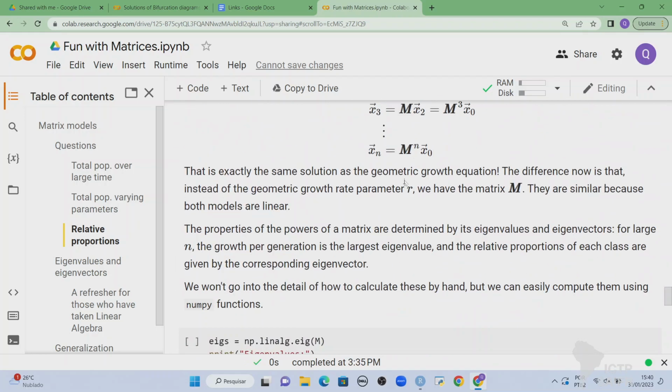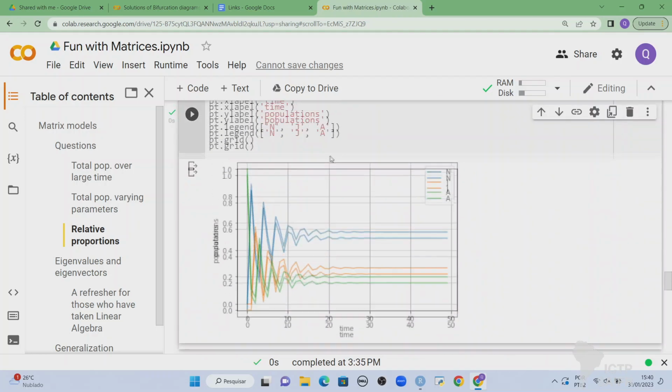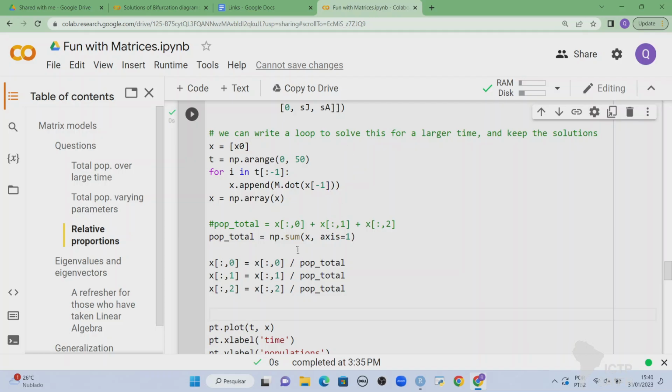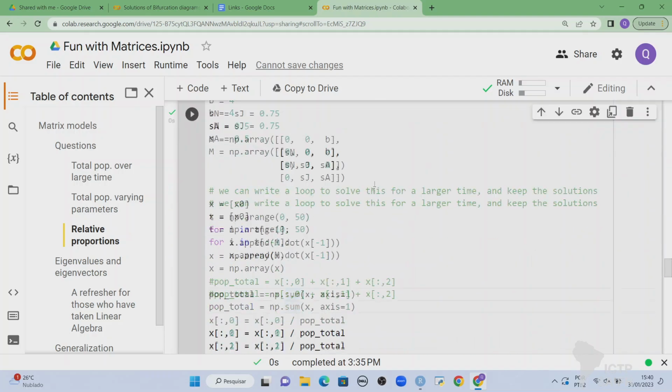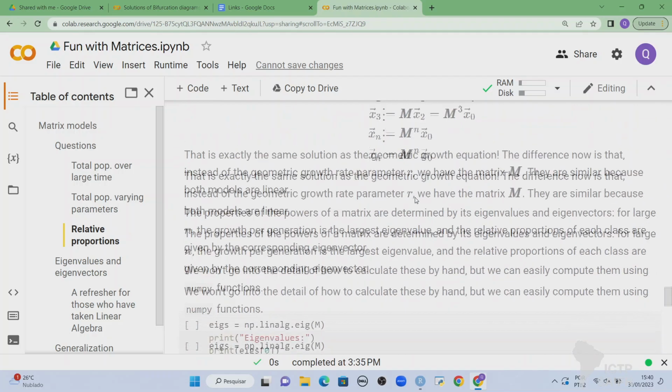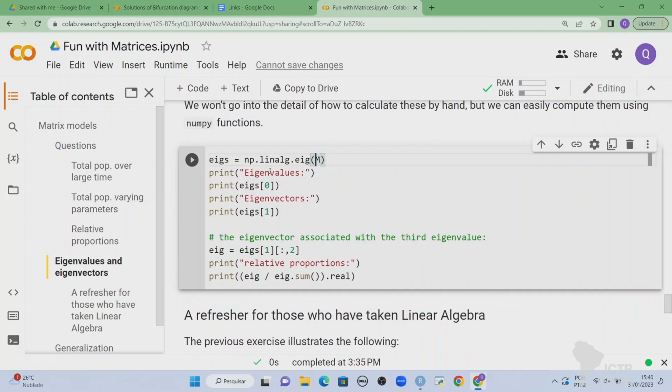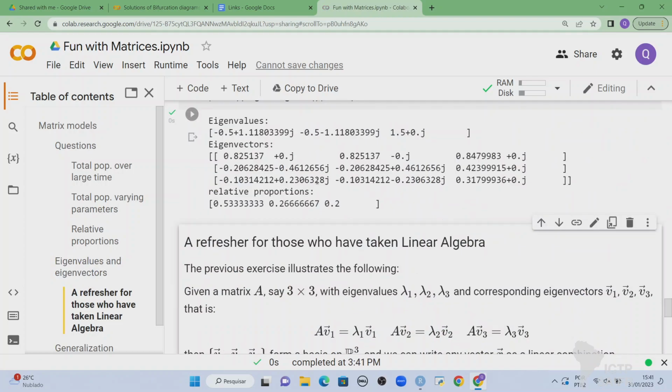Of course, you can take this matrix and calculate it directly. You don't have to multiply and then take the growth rate and plot this. You can go directly to the matrix. NumPy already has, inside its linear algebra module, this eig function that can calculate the eigenvalues and eigenvectors for you. It does that numerically.